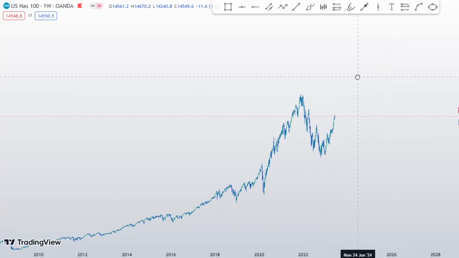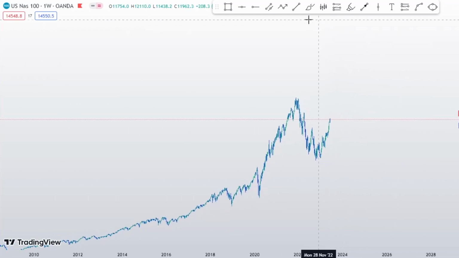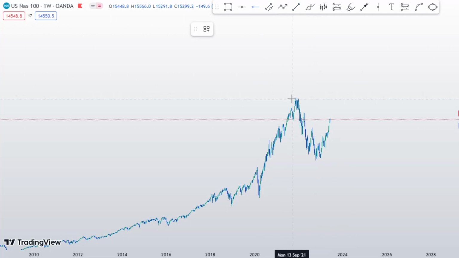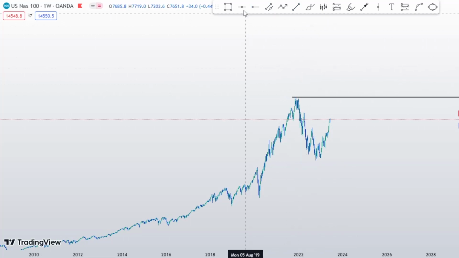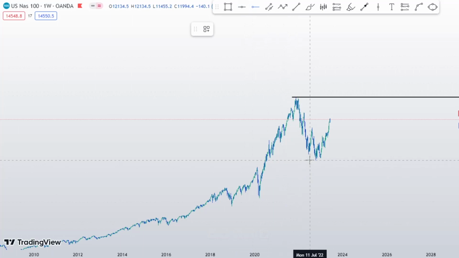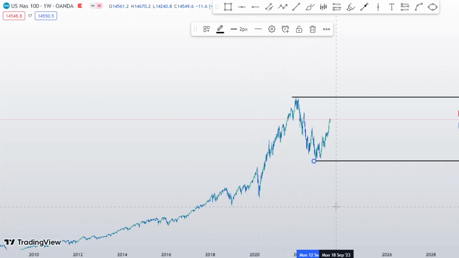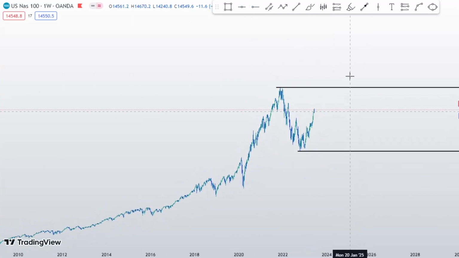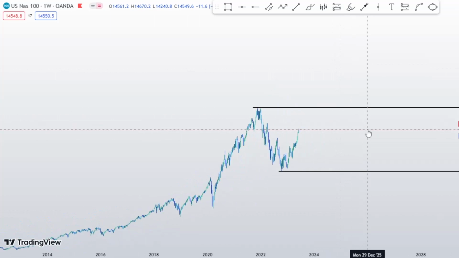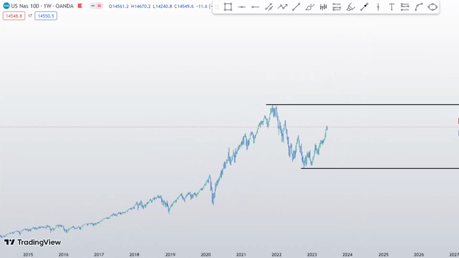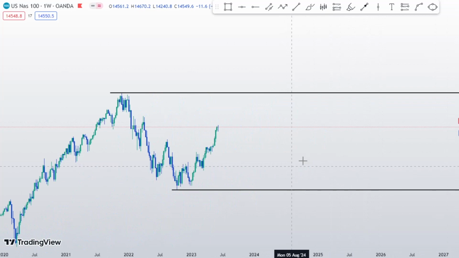So here, what can I conclude here? Okay, first here I'm gonna draw my support and resistance. The highest resistance is up here. My lowest support so far is here. And okay, what's happening? Where's the market going on the weekly? It's going up. It's bullish.